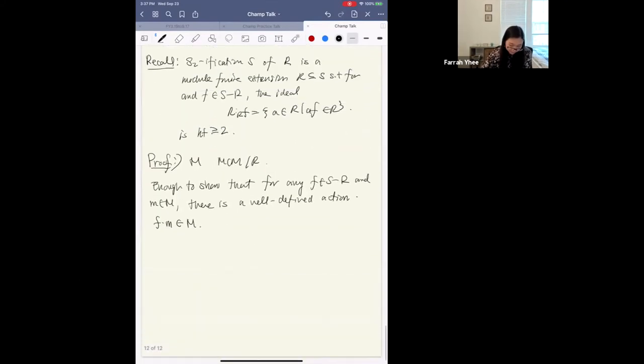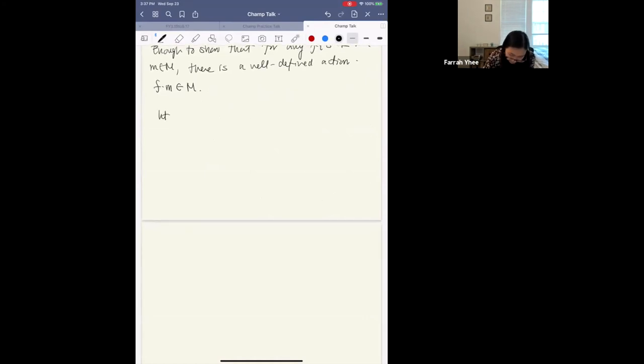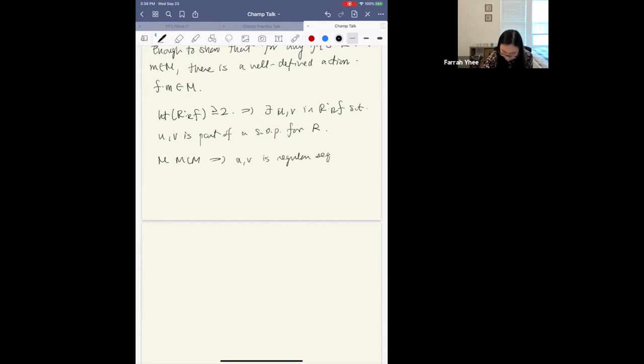All right, well, the height of this ideal, so again, this is all stuff in R that multiplies F into the ring, is at least 2. So this means there exists some U, V in here such that U, V is part of a system of parameters for R. But M is maximal Cohen-Macaulay. So what this means is that U, V is regular on M. I do understand that perhaps this multiplication might be a bit funny, but if you just look at the fraction ring tensor M, all of this will work out.